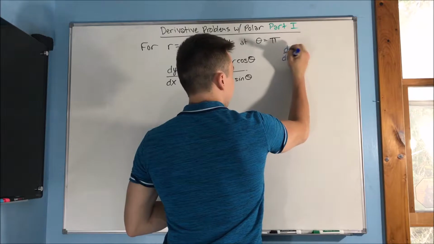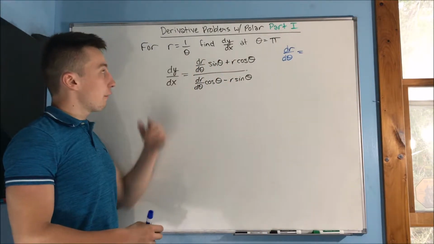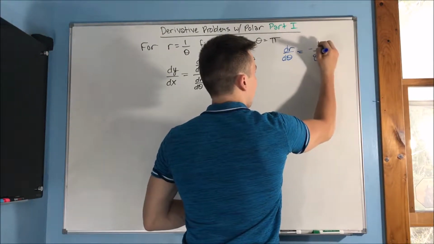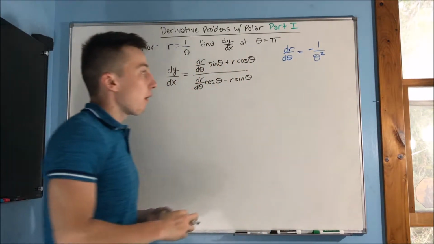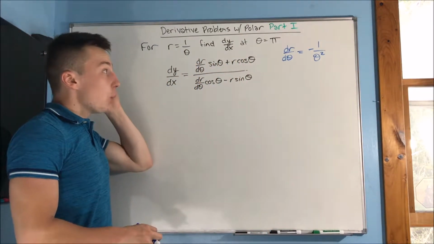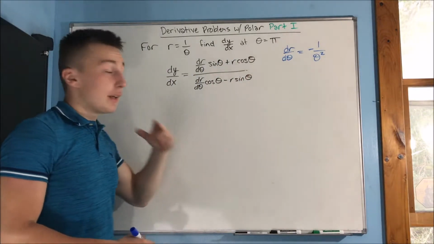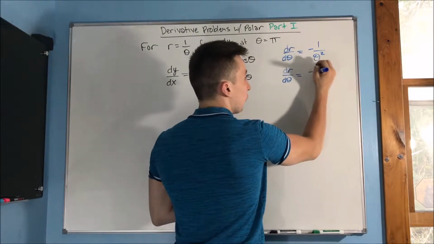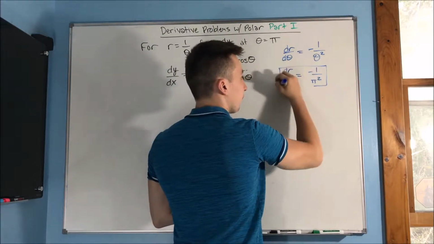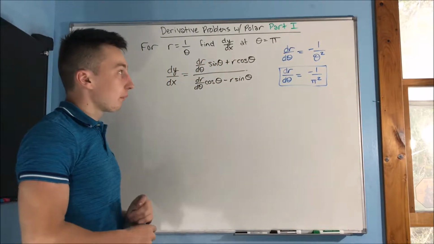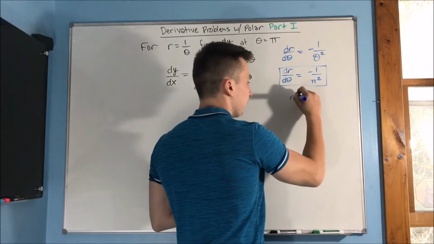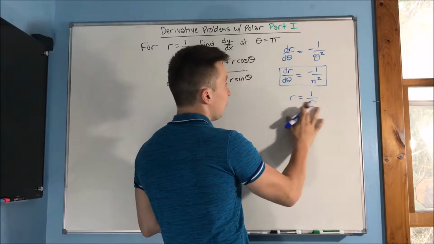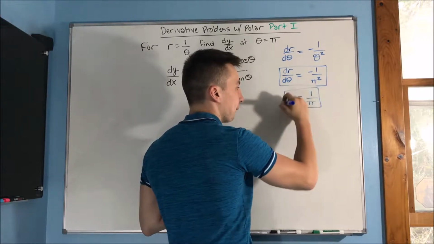So first we need to find dr d theta. Now, if r is 1 over theta, then of course we know that dr d theta is going to be negative 1 over theta squared. Okay? And we know that, of course, theta equals pi. So if we plug that in, dr d theta will equal negative 1 over pi squared. So that'll be one thing that we plug in. Next, r equals 1 over theta, which means that when we plug in pi for theta, we'll get that r is equal to 1 over pi.